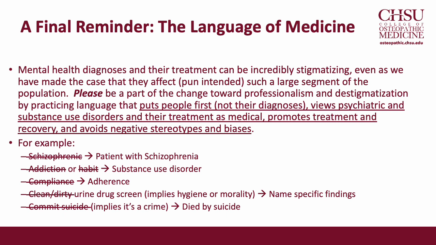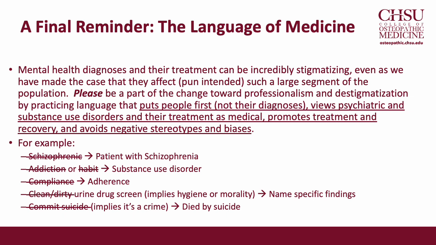For example, instead of referring to a patient as a schizophrenic, that is now a patient with schizophrenia, or a 35-year-old man with schizophrenia. Instead of referring to a person's use of drugs as addiction or a bad habit, that's a substance use disorder, and that's the proper diagnosis in the DSM. Instead of talking about compliance, which is very controlling from the doctor's perspective of if a patient is or is not compliant with your orders, talk about whether or not they're adhering to their treatment. It's up to the patient, and one of our core ethical principles is patient autonomy.